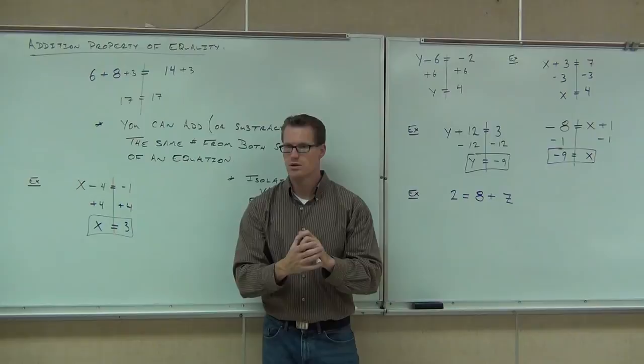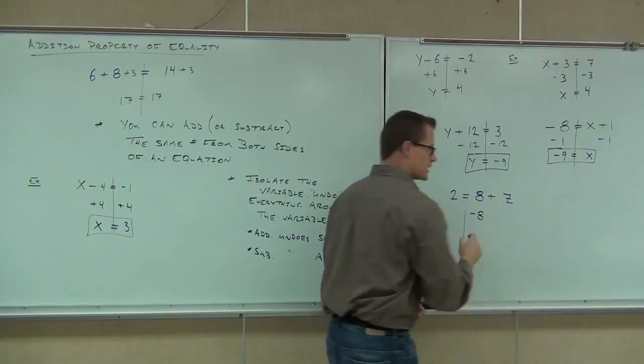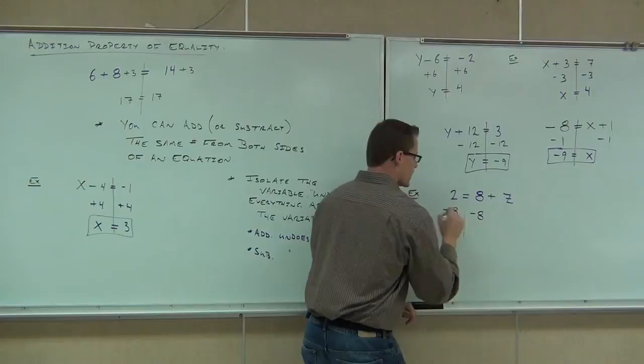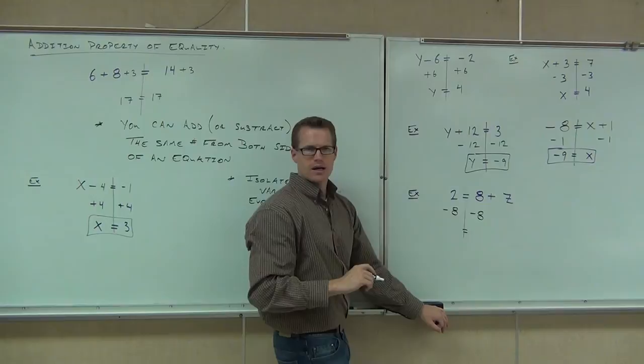That's going to work. If I subtract 8, that's great. That's exactly what we want. Positive 8 minus 8, that's going to be 0. As long as I do it to both sides, I'll be set. I'll be fine. On the right-hand side, I will certainly get... What's on the right-hand side? 0. So 0 plus z, we would get the 0, right?